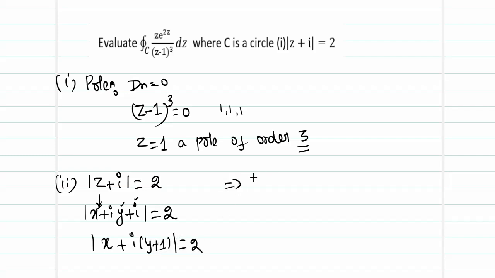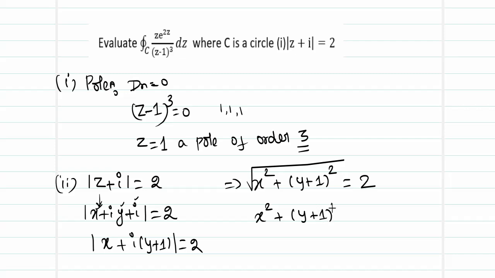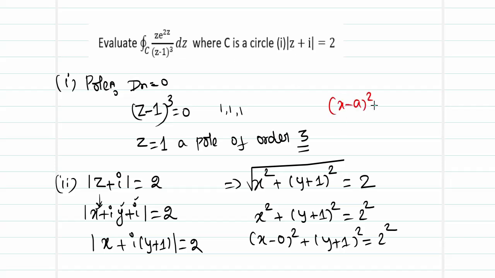Now this gives me the modulus: square root of x square plus (y plus 1) the whole square equal to 2. Now I can remove the square root by squaring on both sides. So I have x square plus (y plus 1) the whole square equal to 2 square. Rewrite this as (x minus 0) the whole square plus (y plus 1) the whole square equal to 2 square. Now identifying this with the general formula, (x minus a) the whole square plus (y minus b) the whole square equal to r square, a circle having center (a, b) and radius equal to r units.